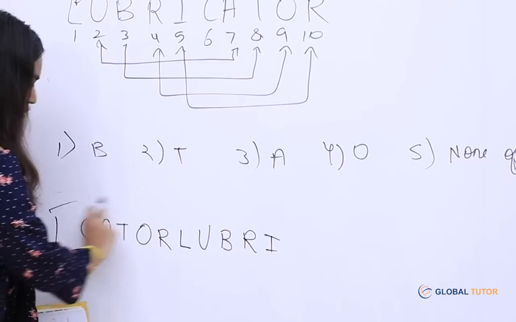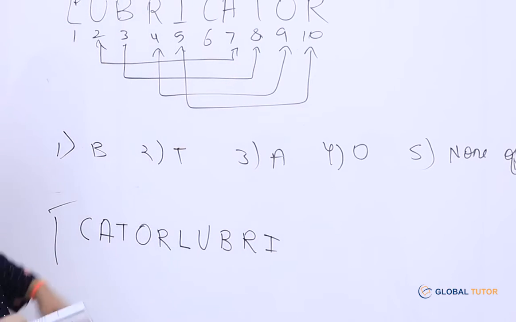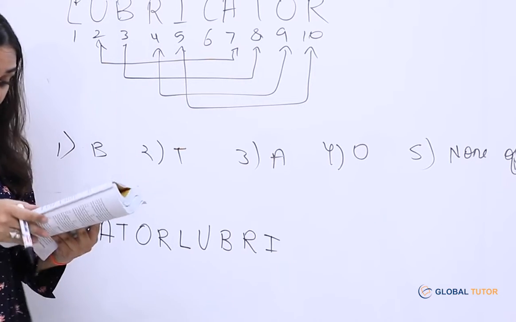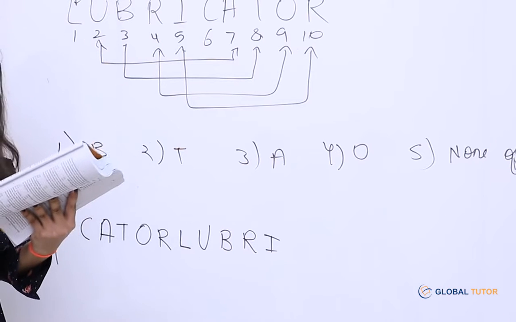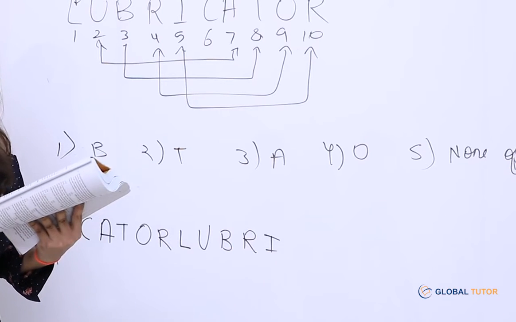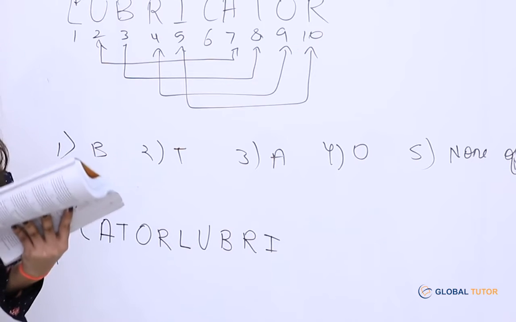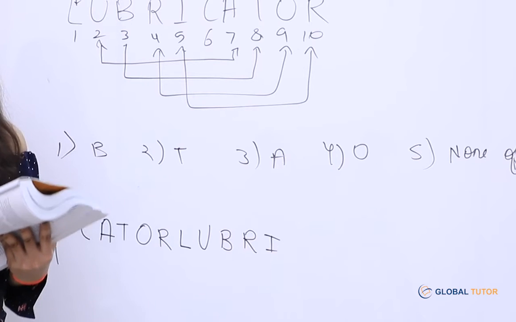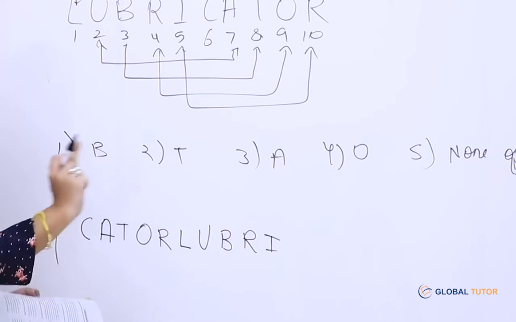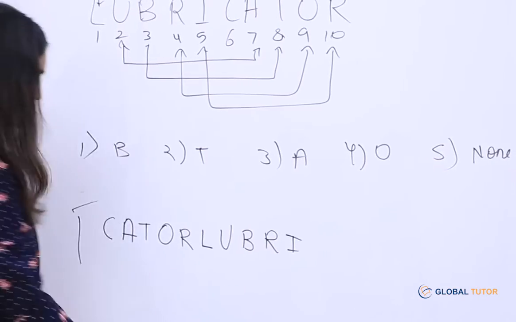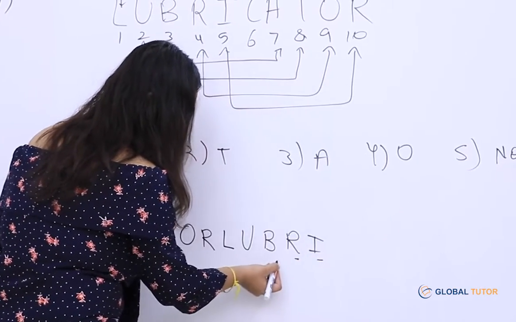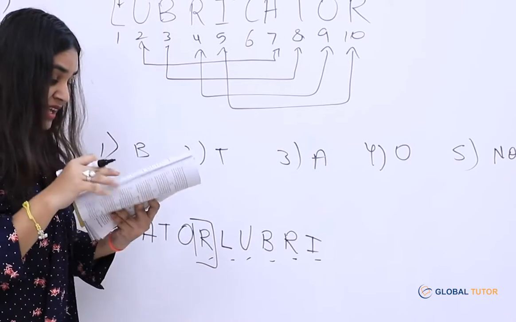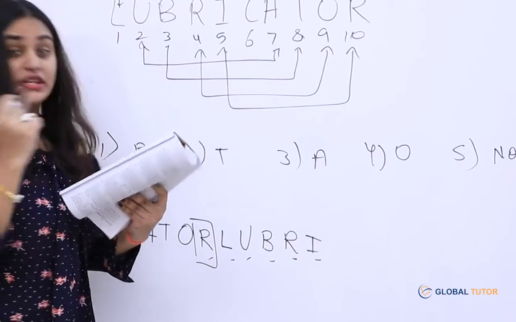Now you have got a new position chart over here, and this is how it will look. Now you have to go to the last part of the question. What is the last part of the question? Which letter will be second to the right of sixth letter from the right? I'll say it again. So first of all you go sixth letter from the right. Let's try. 1, 2, 3, 4, 5, 6. You get R.